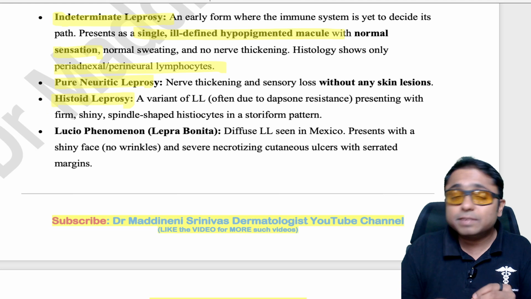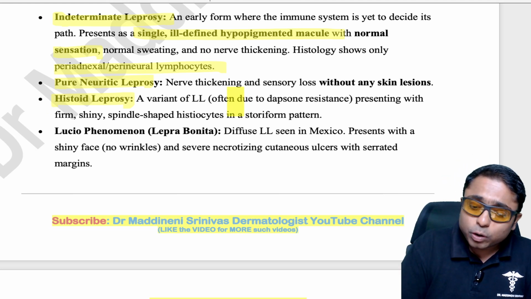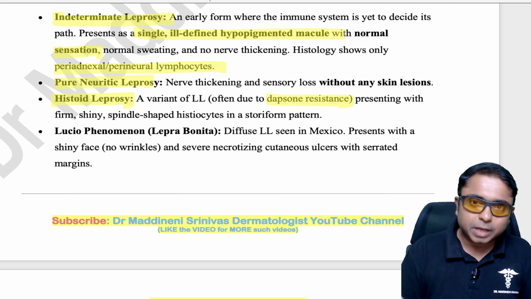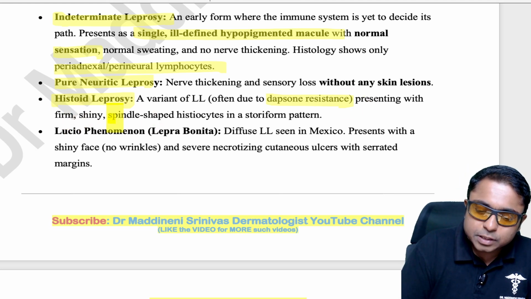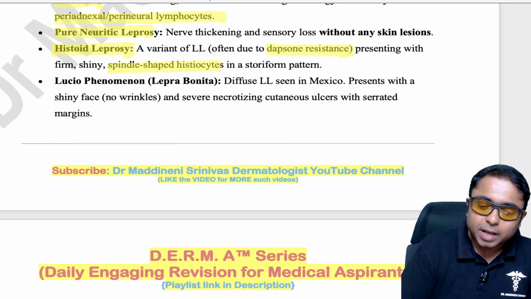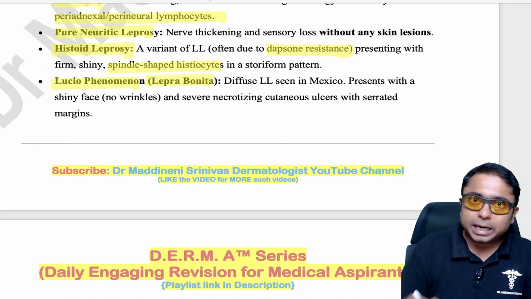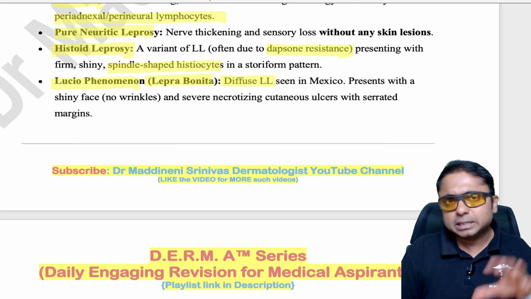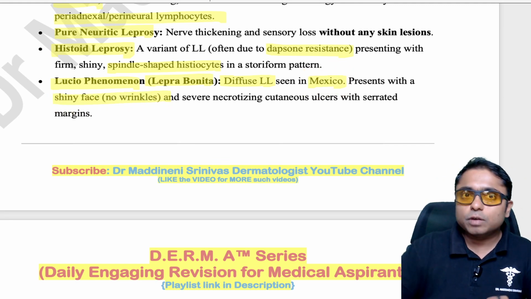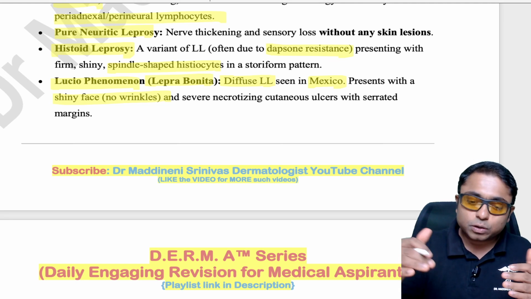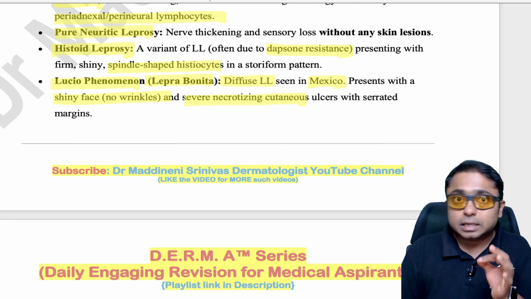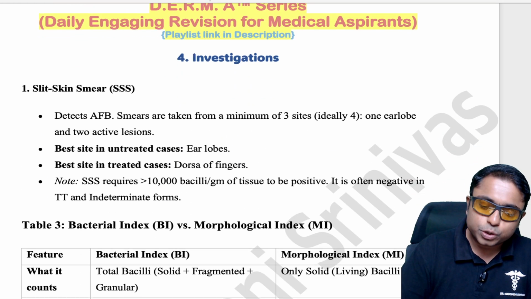Histoid leprosy, it's a severe variant of lepromatous leprosy because of dapsone resistance, as dapsone was earlier the monotherapy used in patients of leprosy, and it presents with spindle shaped histiocytes in the biopsy. Very important point to be remembered. Lucio phenomenon, lepra bonita. It is a diffuse lepromatous leprosy, again a variant seen in Mexicans, presents with a shiny face without any wrinkles. That is the reason why it's also called beautiful face. And severe necrotizing cutaneous ulcers are a very characteristic feature of this condition, Lucio phenomenon.